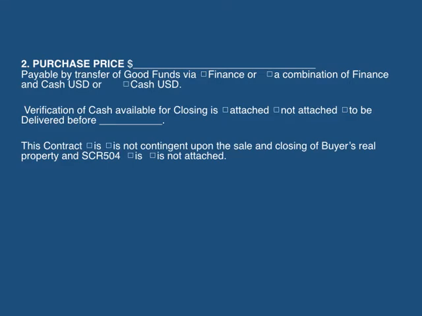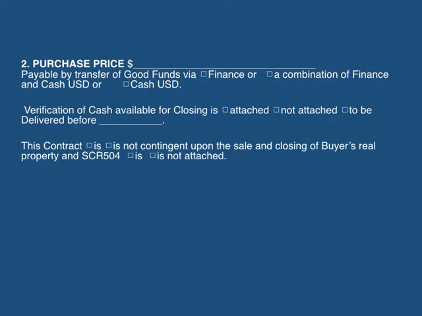Next line says it is payable by transfer of good funds via, here, your opportunity to check boxes. It's either going to be finance or a combination of finance or cash. One or the other. Check a box. Finance typically means 100% loan. That's about the only time. VA, sometimes USDA. Combination of finance is when somebody's putting a little down payment and using the rest for mortgage. Then cash, of course, is all cash.